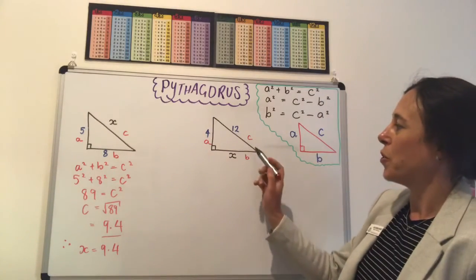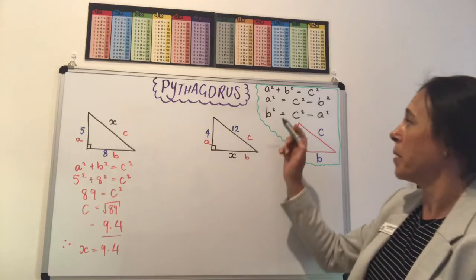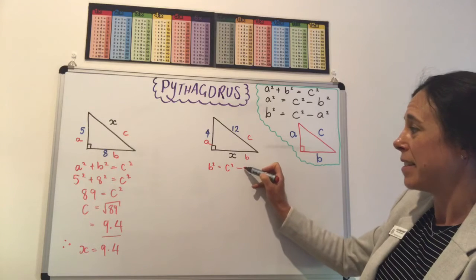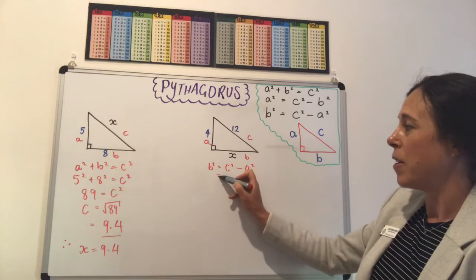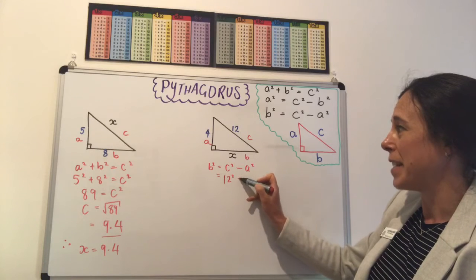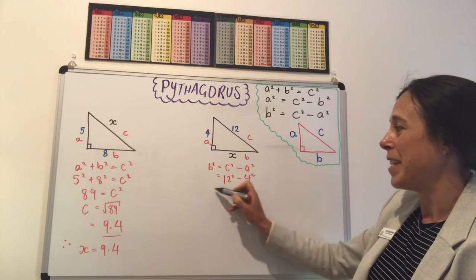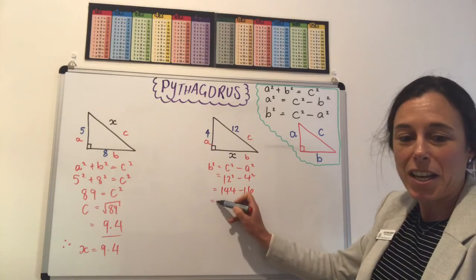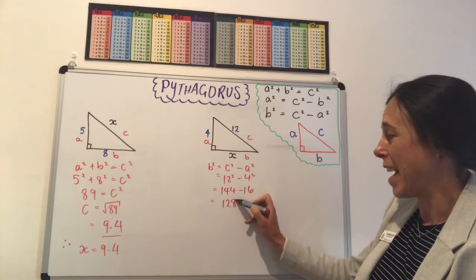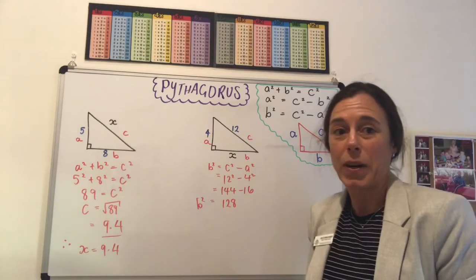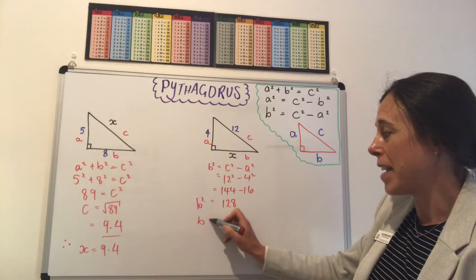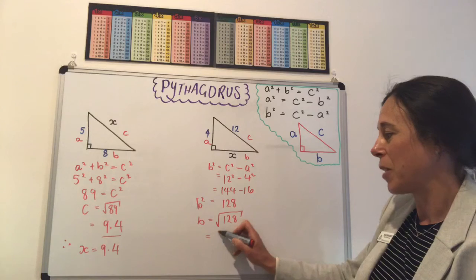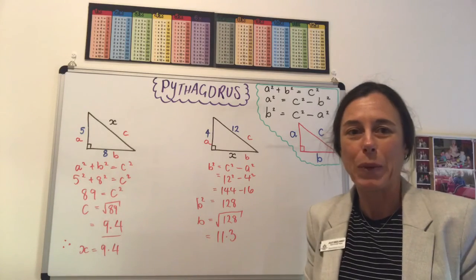Over here, I'm going to find the B side. So I'm going to use my B formula. So B squared equals C squared, take away A squared, which is 12 squared take 4 squared, which equals 144 take 16, which equals 128. So B squared is equal to 128. Therefore, B is going to be equal to the square root of 128, which equals 11.3.